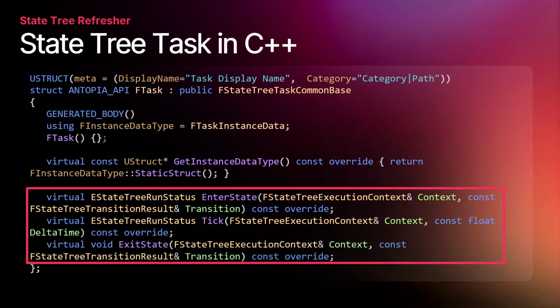Then you can put corresponding logic into the functions you need. There are three functions you need to implement, or you can implement: enter state, tick, and exit state. Enter state is called once when the task starts, tick will be called every frame when the task is in running state, and exit state will be called once when the task ends.